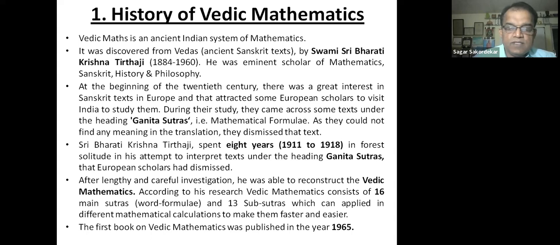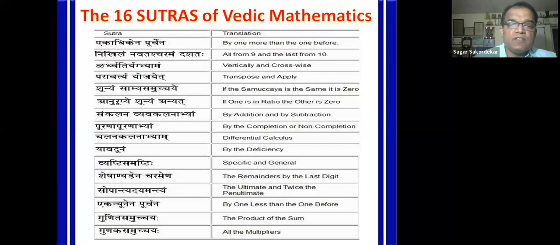Let's go to the 16 main sutras. It's a list of 16 main sutras. On the left-hand side, what you see is in Sanskrit, and the right-hand side is the English meaning of the same. If you consider the first sutra, it is Ekadhikena Purvena in Sanskrit. The English meaning of the same is by one more than the one before. The simple meaning of this sutra is add one, increase by one.